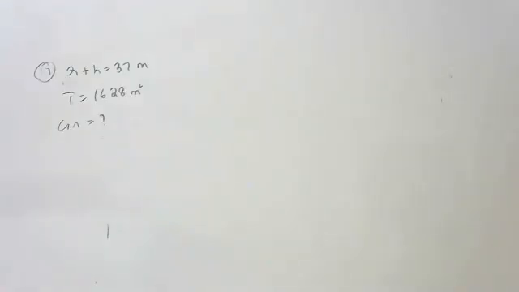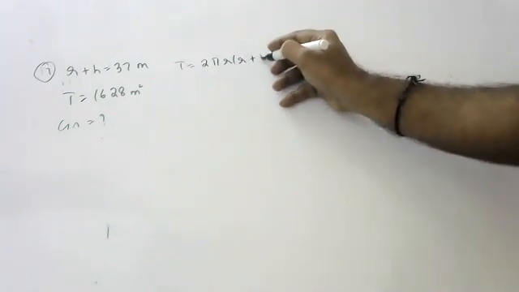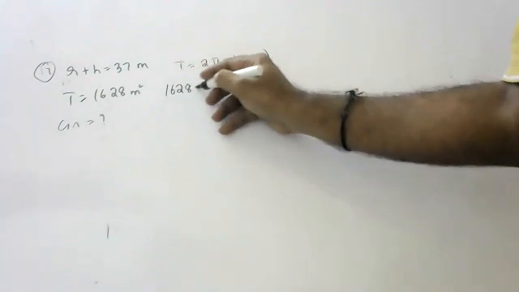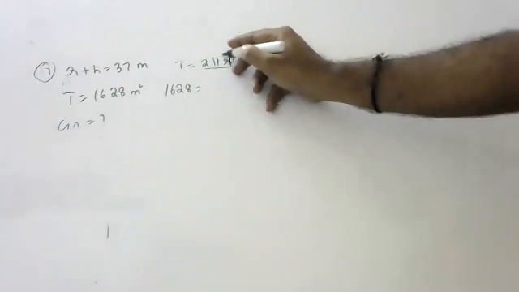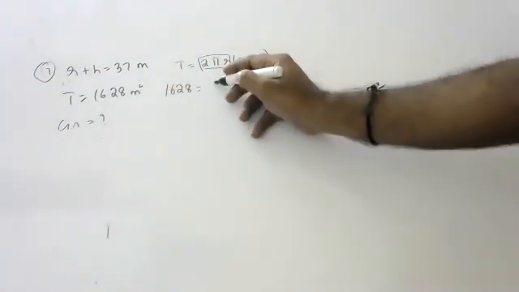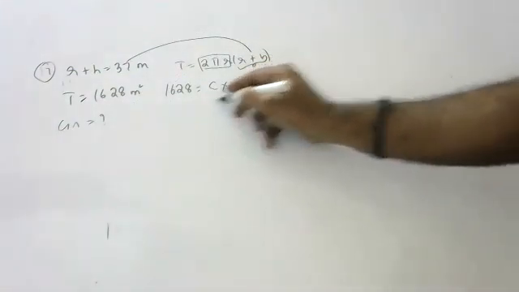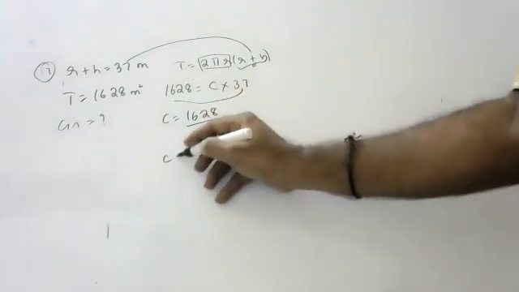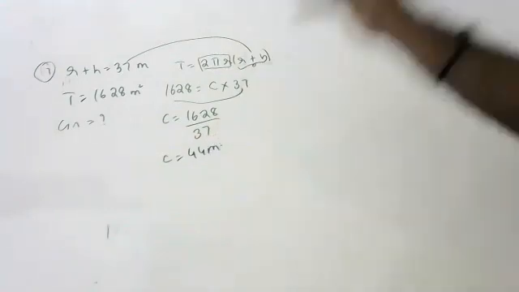Yes, Nana? TSA is equal to 2 pi r into r plus h. 1628 is equal to 2 into 22 by 7. See, 2 pi r means circumference only, Nana. That only he asked. R plus h, how much did they give? 37. That's all. Write this down. C is equal to 1628 by 37. Right? 44 meters.